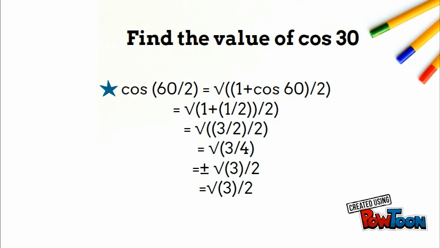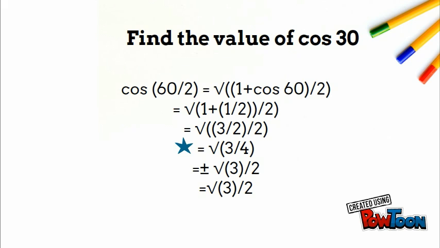To simplify further, we determine the value of cosine of 60. The point for cosine of 60 is 1/2, square root of 3 over 2. Cosine is the x value, so we can substitute 1/2 for cosine of 60. Then we add 1 and 1/2, giving us 3/2. Then we divide that 3/2 by 2 by multiplying 3/2 by the reciprocal of 1/2, giving us 3/4.